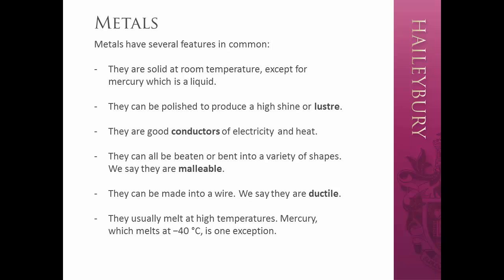They can all be beaten or bent into various shapes. We say they are malleable. Again, this is another aspect of metals that lends themselves to jewellery. They can be made into a wire. We say they are ductile. They can be stretched out into a wire. And they usually melt at a high temperature. Mercury is another exception to this. It melts at -40 degrees centigrade.